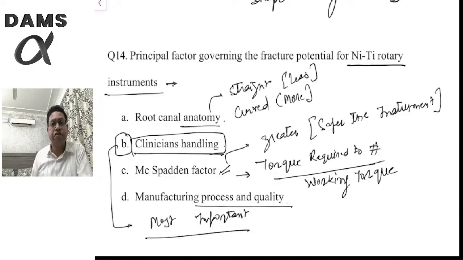All other factors, A, B, C, and D, all influence the fracture potential. None of them is wrong, but the question is asking which is most important. Clinician's handling is most important. So the answer to this question would be option B.